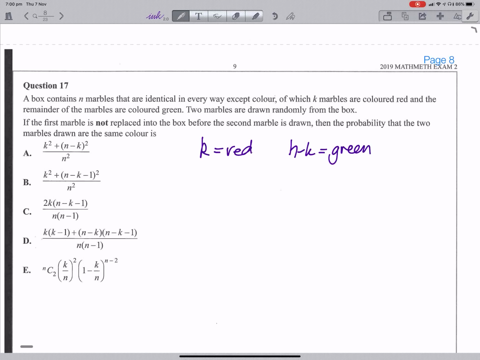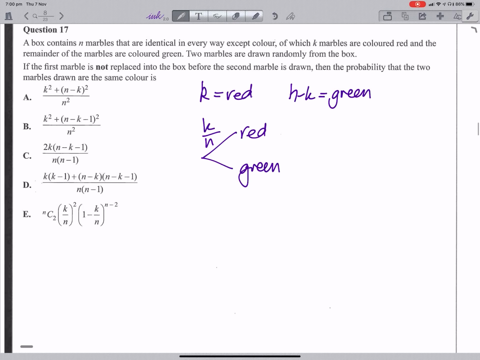2 marbles are drawn at random from the box. If the first marble is not replaced before the second marble is drawn, then the probability that the 2 marbles drawn are the same colour is. Okay, so we've got red and green. The chance of getting a red is k on n. The chance of getting a green is n minus k on n. I either want red, red, or green, green.